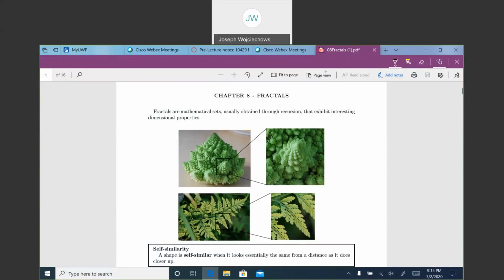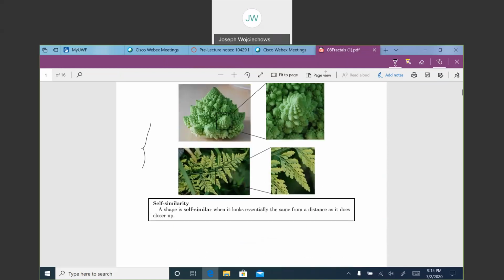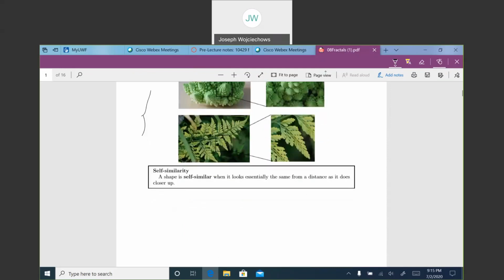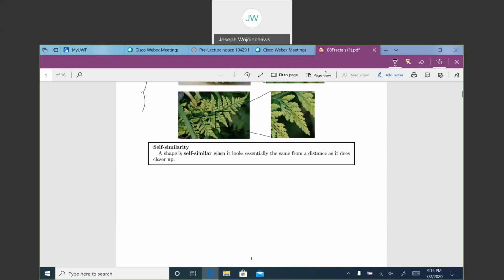Okay, today we're going to do the fractals chapter, which is really more than fractals, but we start off talking about fractals, which are mathematical sets usually obtained through recursion that exhibit interesting dimensional properties. As you can see, what we're talking about here in the pictures has something that's called self-similarity.